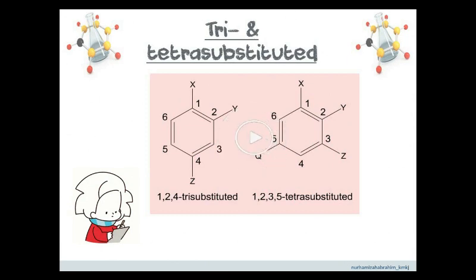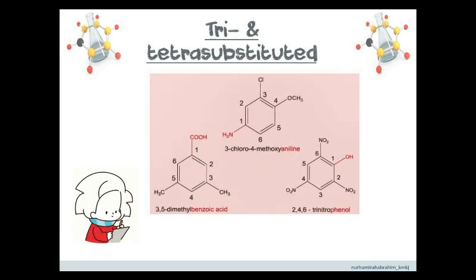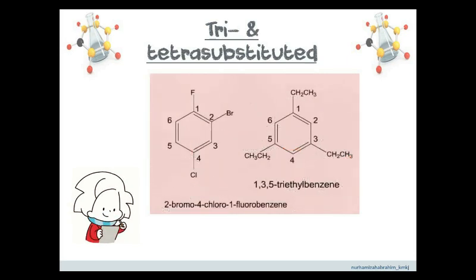Now, let's take a look at tri- and tetrasubstituted benzene. When 3 or more substituents are attached to the benzene ring, they are located by their numerals. If one of the substituents gives the parent name, then the number 1 is attributed to the carbon atom to which that substituent is attached, and then the other substituents are given numerals accordingly. If none of the substituents imparts a parent name, the substituents are listed in alphabetical order, located in such a way as to give the minimum sum of numerals, and the parent name benzene is added at the end.